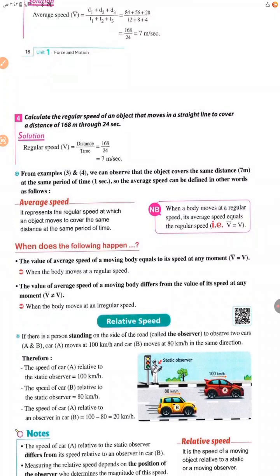Calculate the irregular speed of an object that moves in a straight line to cover a distance of 168 meter through 24 seconds. It's easy. The irregular speed equals distance over time, so 168 over 24 equals 7 meter per second.